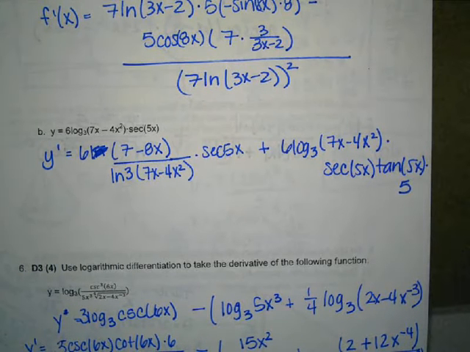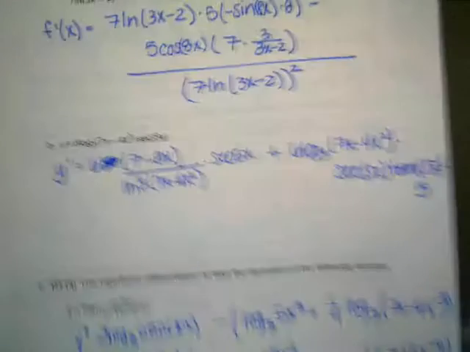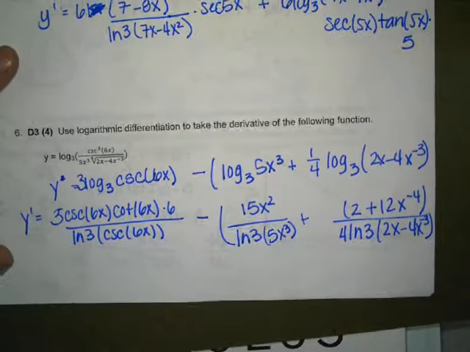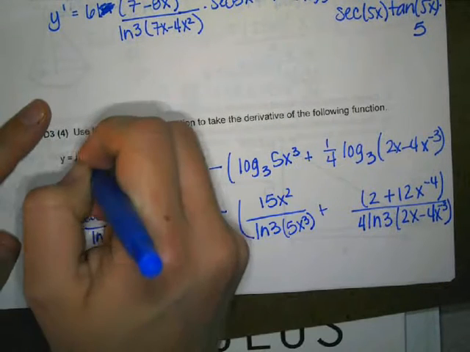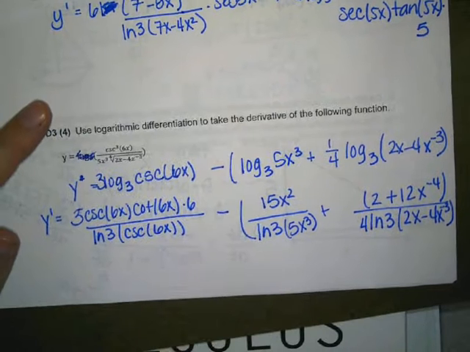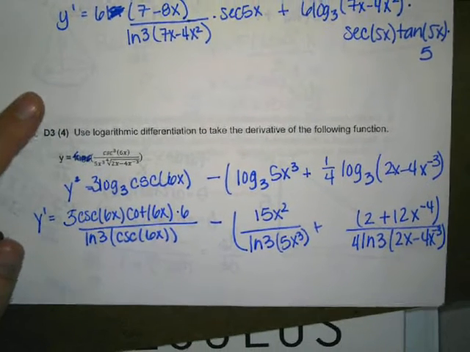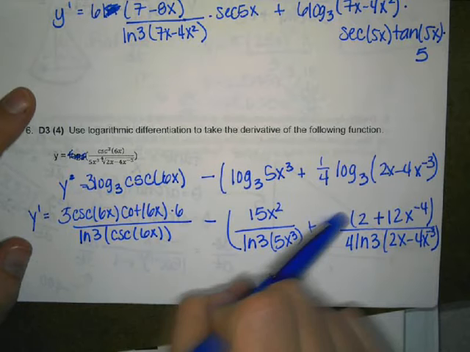Okay, now for number 6, I kind of had a typo here because, just so you know, on your test, you would not have that log base 3 there, because you would take the ln of both sides. Because putting log base 3 there made it a little bit crazy for you. But I did it with the log base 3 there.